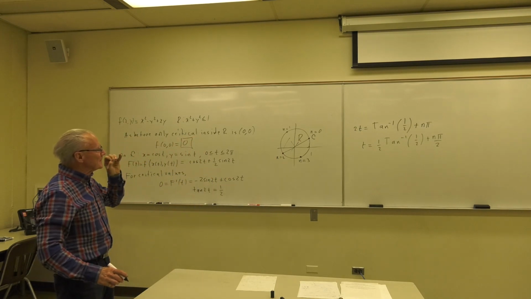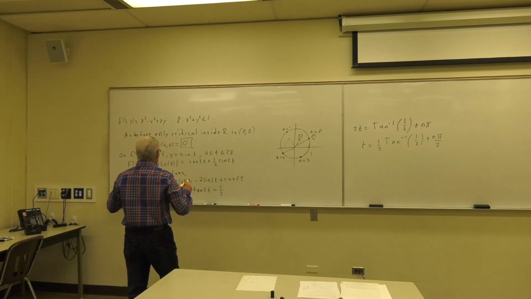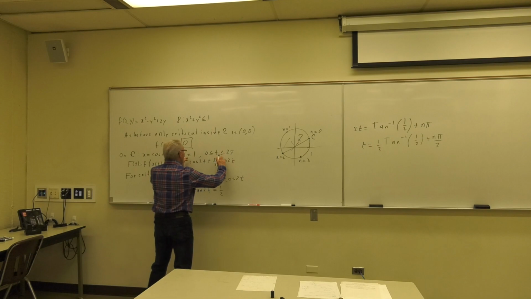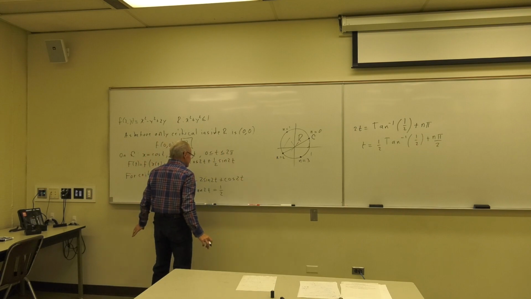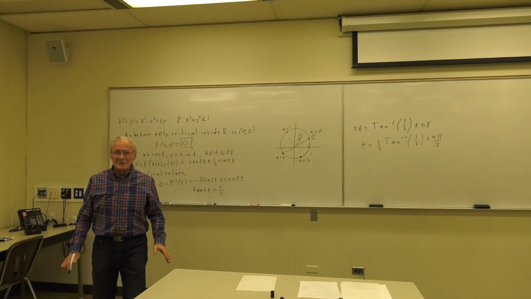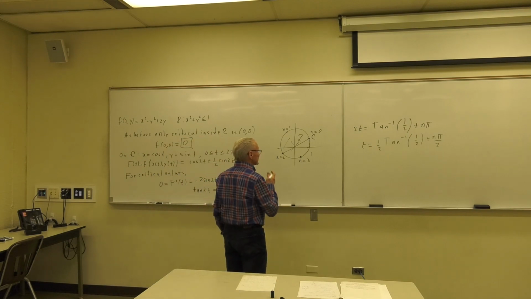4 critical values of this function. And what am I supposed to do? I'm supposed to take this function and evaluate it at those guys and at the ends, and put the numbers in boxes. So let's do that. Let's give these guys some names.